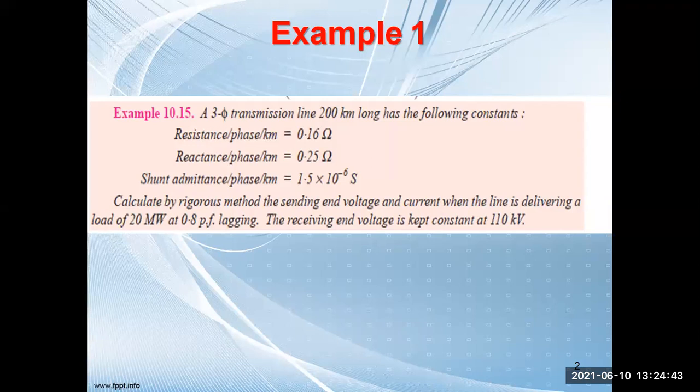So in this case, your receiving end voltage is 110 kV. Now, is this voltage a line to line voltage or a phase voltage? Line to line, sir. Line to line voltage. And the 20 megawatt power, is it single phase power or three phase power? Three phase. Correct. And the power factor is given as 0.8 lagging. The resistance, reactance, and admittance are per kilometer data, so for 200 kilometers, you have to calculate.